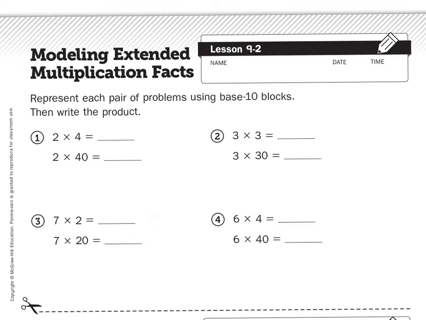We know that 2 times 4 equals 8, so we can use that to help us solve 2 times 40, which would be 80. 3 times 3, 9. So 3 times 30, 90. 7 times 2, 14. 7 times 20, 140. 6 times 4, 24. 6 times 40, 240. All right, we're going to use this warm-up time to help us with the next problems.